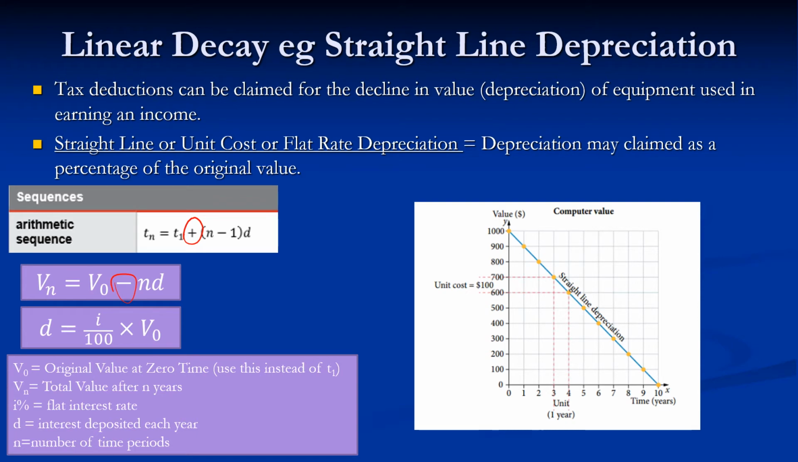So I'm using this instead of T1. You can see that I've got T1 here. I'm just using V0. And then what else do we need to notice? D, the interest deposited, or that's your common difference each year, or interest depreciated each year. And n is the number of time periods. So you can see that straight line depreciation does indeed appear as a straight line. It's also a flat line. It's also known as unit cost depreciation.